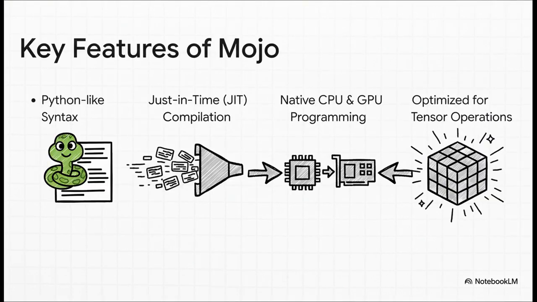So what's its secret sauce? Well, first, it uses a Python-like syntax, so it feels familiar. But under the hood, it's a completely different beast. It uses what's called just-in-time or JIT compilation to turn your code into lightning-fast machine code on the fly. This lets it talk directly to the metal, your CPU and GPU, and just absolutely crush the tensor operations that are the bread and butter of modern data science.